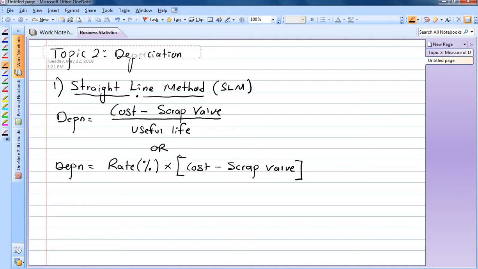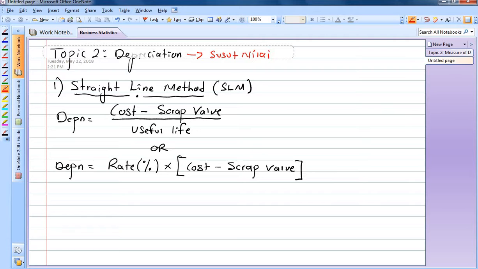Okay, so this is the first method. We got two methods in this topic. Straight line method is the first one, which is the easiest one, and then we have the second method, reducing balance method. Okay, and depreciation, in Malay we call it susut nilai.